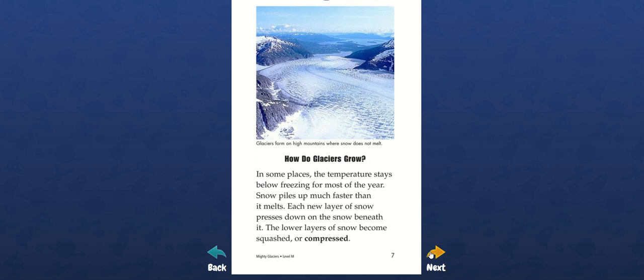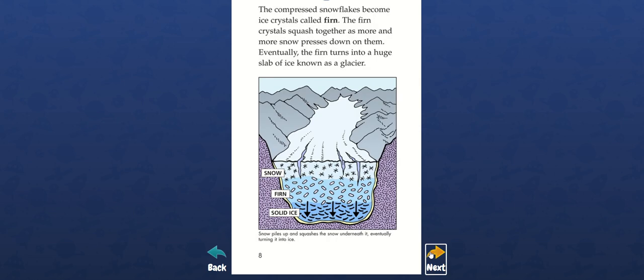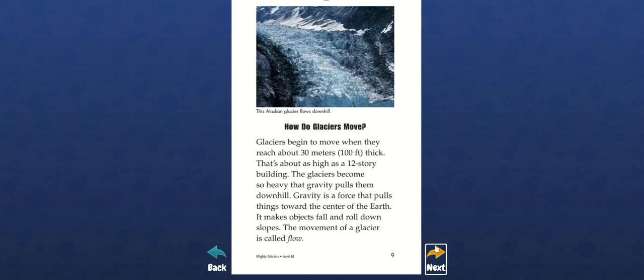How do glaciers grow? In some places, the temperatures stay below freezing for most of the year. Snow piles up much faster than it melts. Each new layer of snow presses down on the snow beneath it. The lower layers of snow become squashed, or compressed. The compressed snowflakes become ice crystals called firn. The firn crystals squash together as more snow piles down on them. Eventually, the firn turns into a huge slab of ice known as a glacier.